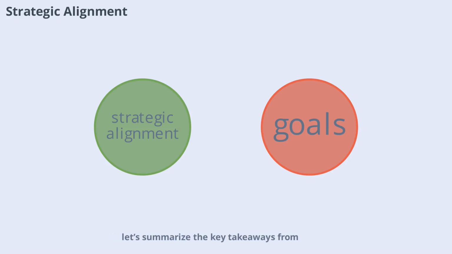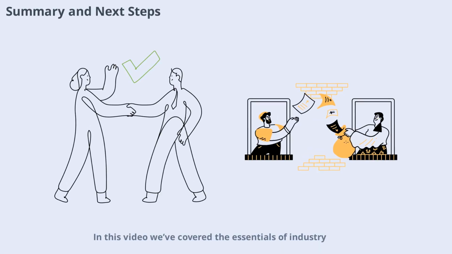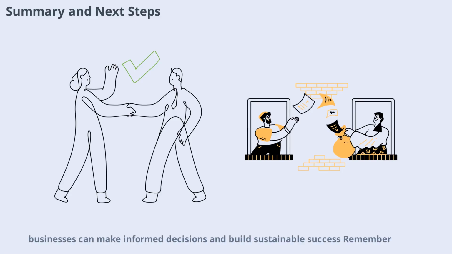Finally, let's summarize the key takeaways from our exploration of industry and competitive analysis. In this video, we've covered the essentials of industry and competitive analysis in strategic management. We explored key frameworks like Porter's Five Forces, the industry lifecycle, and competitive advantage strategies. We also discussed the importance of innovation, technology, ethics, and continuous improvement. By applying these concepts, businesses can make informed decisions and build sustainable success.